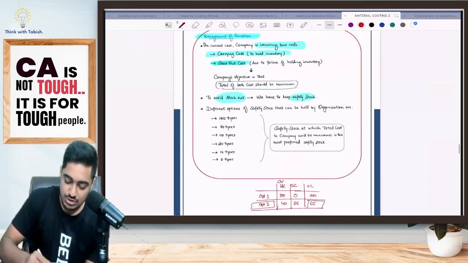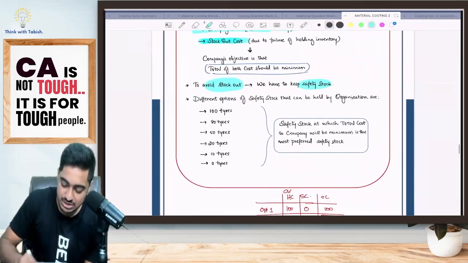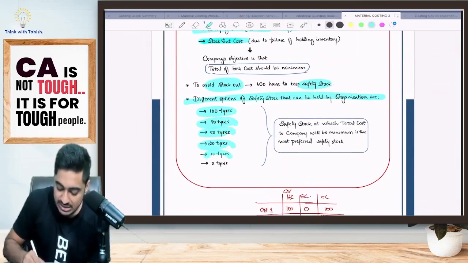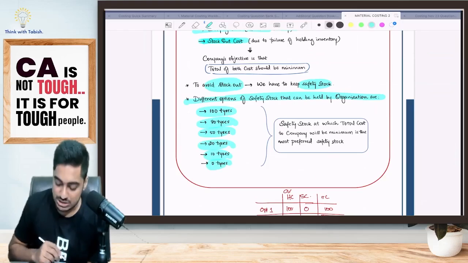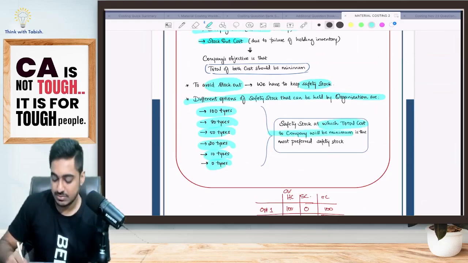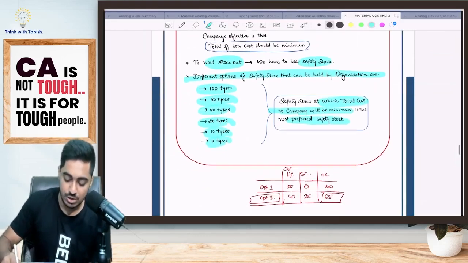We will continue. So these are the different options of safety stock that can be held by the organization. Either I can keep 100 tires as safety stock, or I can keep 80, 50, 20, 10, or 0. What is my question? At what safety stock will the total cost of the company be minimum? That is going to be the most preferred option.